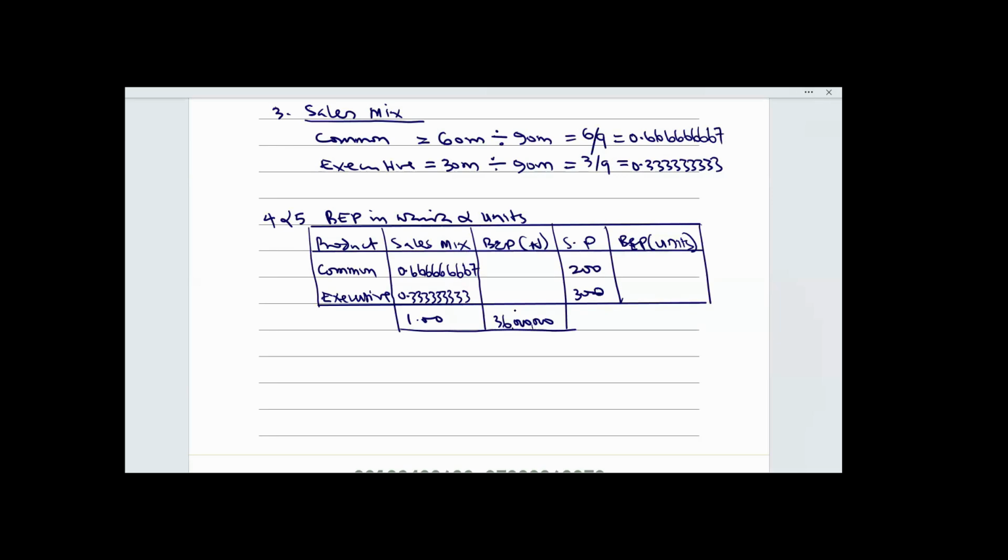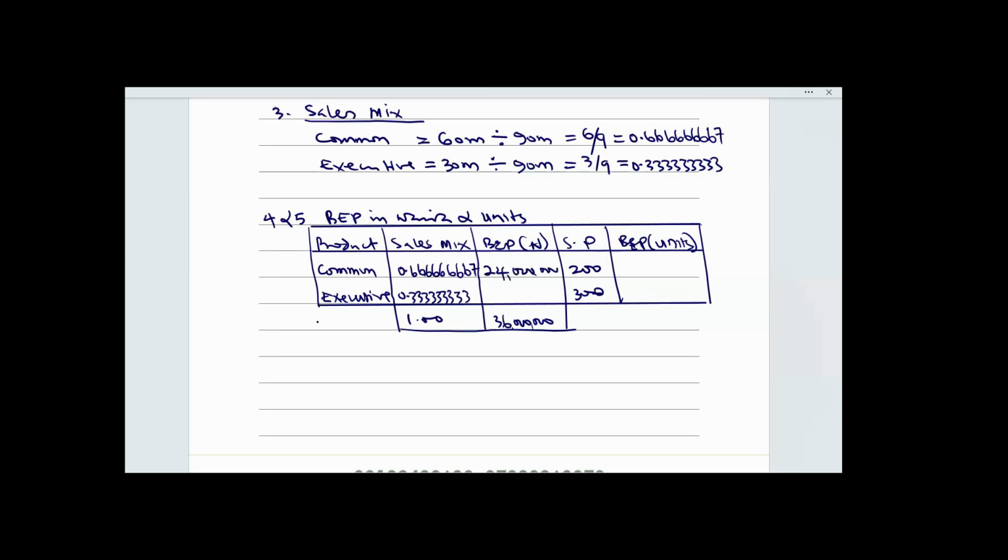Now, to get the break-even points in naira for each product, you are expected to multiply the sales mix of each product with the overall break-even points in naira. Therefore, 0.6667 multiplied by 36 million. What do you get? I think you get 24 million.